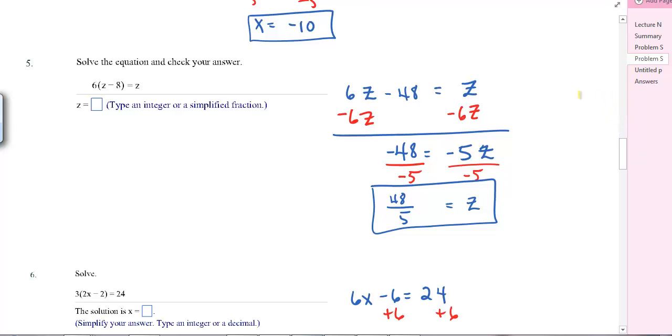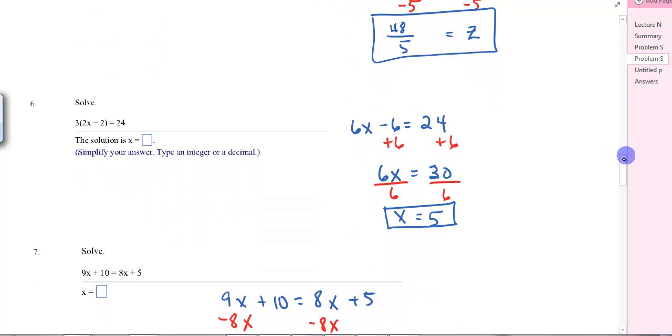Be sure when you have something like this that you are distributing, and so that's what happened here. I subtracted 6z, which left negative 5z, and then divided by negative 5. So you end up with 48 over 5, and it does say type an integer or a simplified fraction. So you would put 48 over 5.